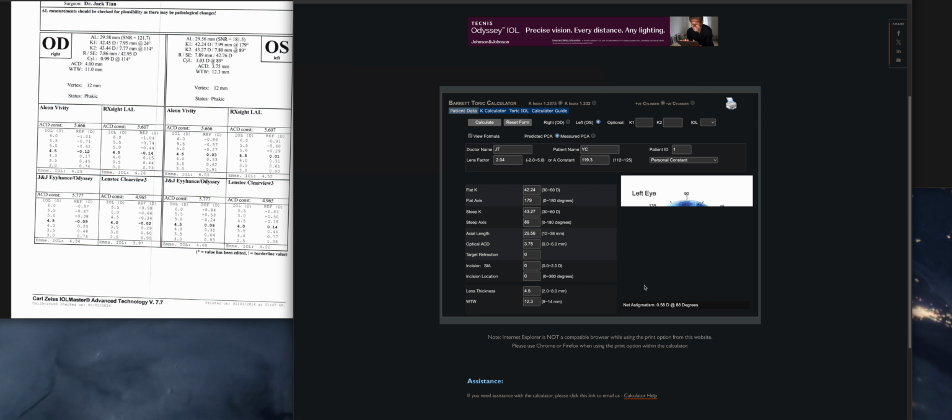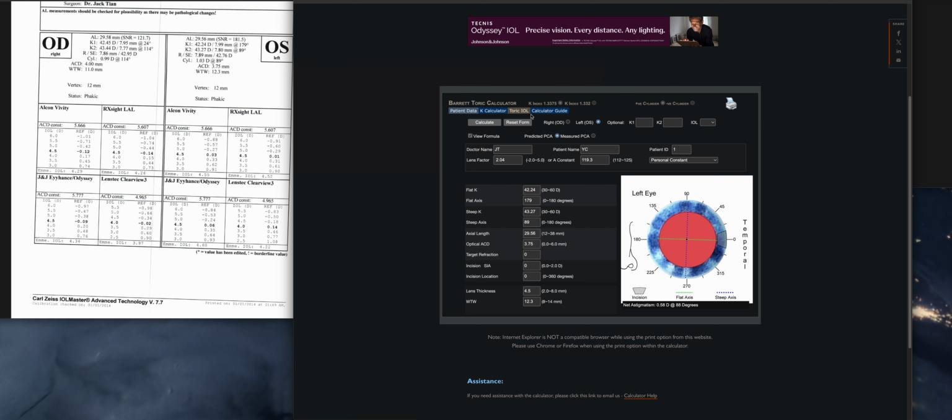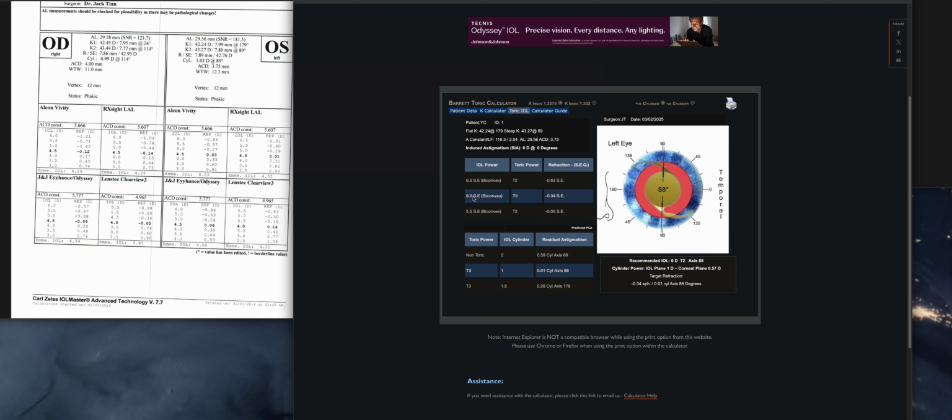All right, not that much astigmatism. Toric. Yeah, 6 diopters, first minus. In this case, I would pick the 5.5. I want the first minus, not the second minus. So we do the 5.5 diopter Odyssey. Obviously, if we had a T2, it would be nice. Do I want to put a T3 in? Yeah, I do, because I knocked that 0.28 down with my incision. So yeah, we'll do T3.